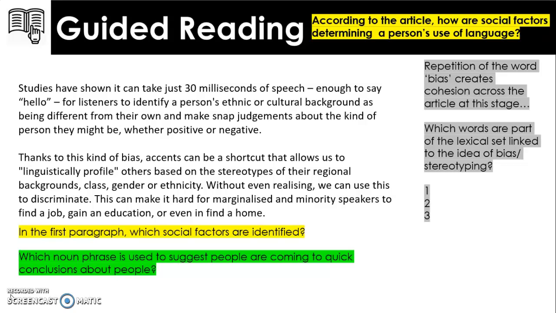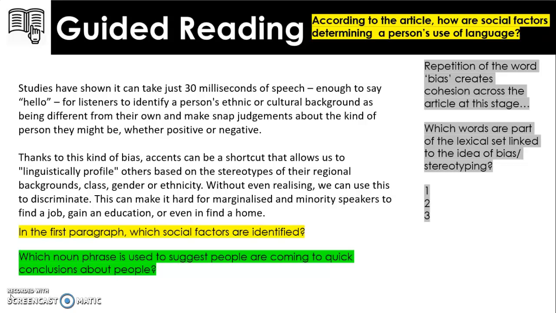So snap judgment is the same as being biased, either against or for somebody in either a positive or a negative way. And it says accents can be a shortcut that allows us to linguistically profile others based on the stereotypes of their regional backgrounds, class, gender, or ethnicity, more of those social factors. Without even realizing, we can use this to discriminate. This can make it hard for marginalized and minority speakers to find a job, gain an education, or even find a home.